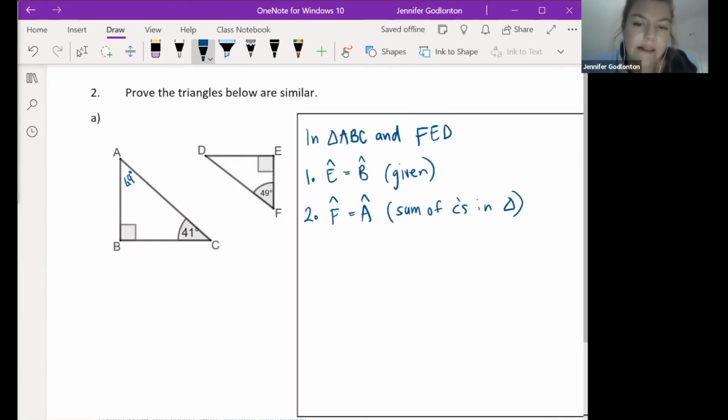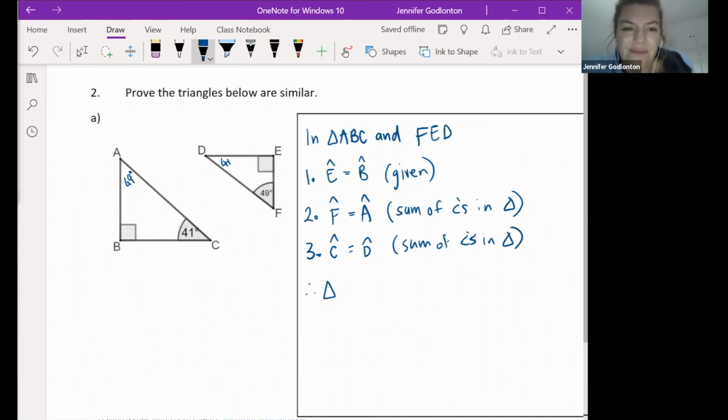Okay, great. Reason 3. Angle C is equal to angle D. Good. Because of sum of angles in a triangle. Perfect. Okay. Conclusion. Triangle ABC is similar to triangle FED because of AAA. Perfect. 100%.